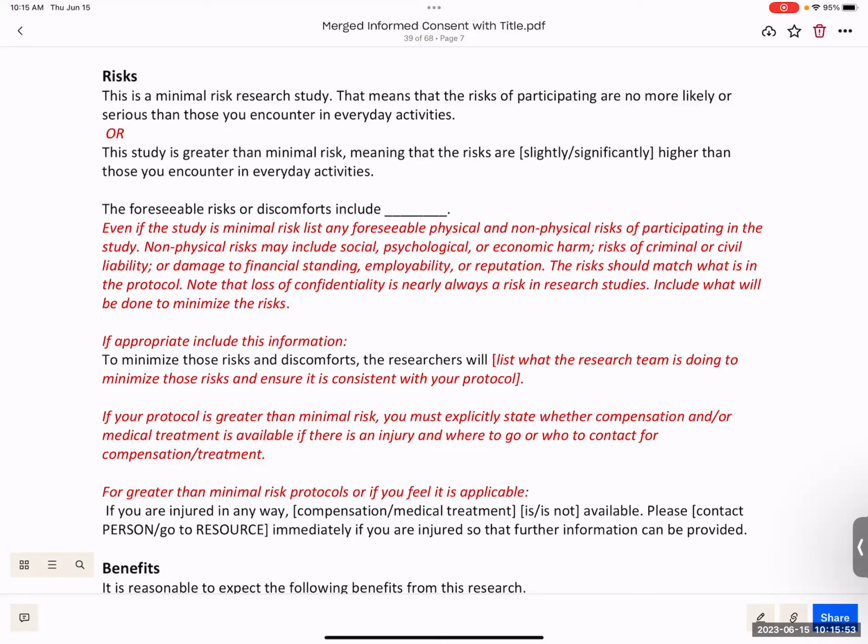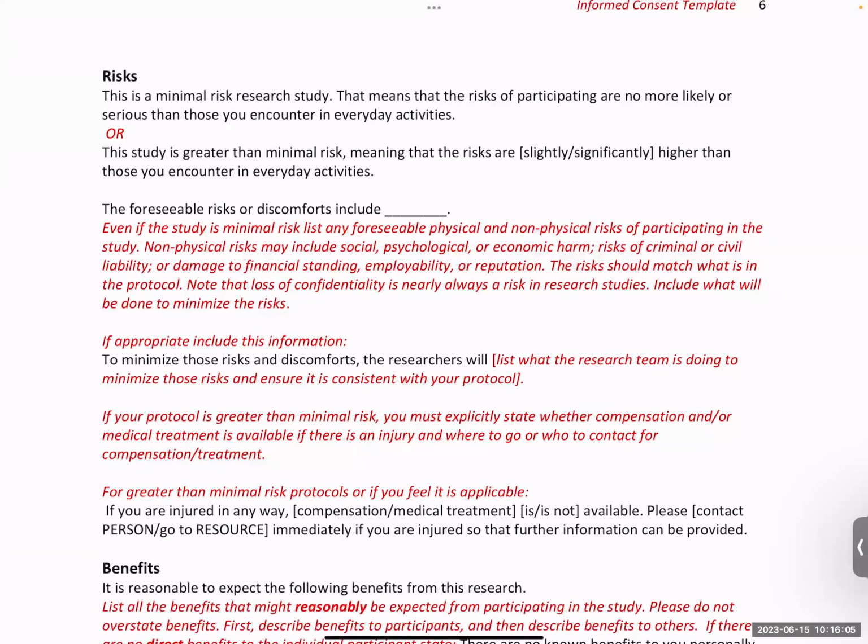Now, we do have studies that are greater than minimal risk, and if yours fits that, then you do need to say that. So you do need to cover the risks and what can be done to mitigate those risks, and state whether there's any compensation or medical treatment available if there's an injury.